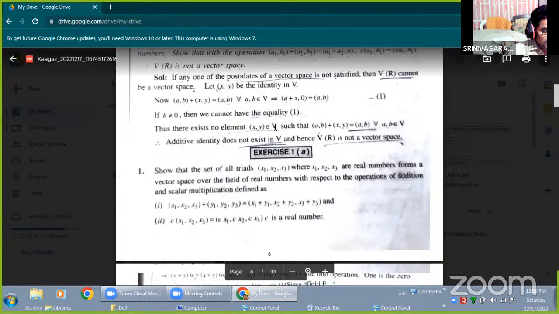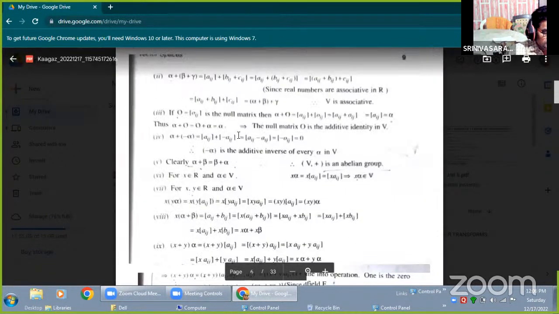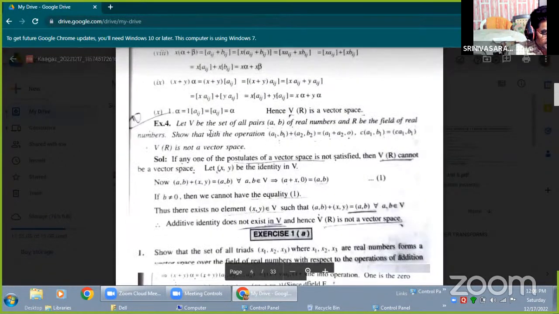Okay. Now, this is one of the examples, the last example, see here. This example, the set of all ordered pairs, does not form a vector space. Why? Because V of R is not a vector space. This is one of the examples that is not a vector space.